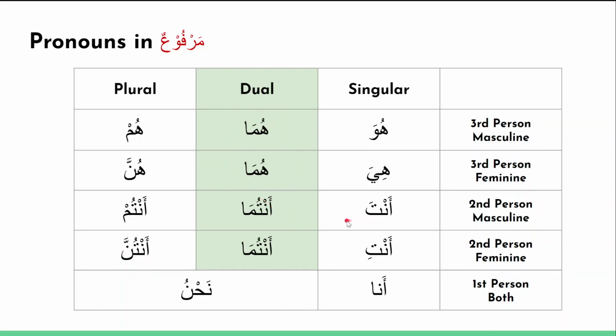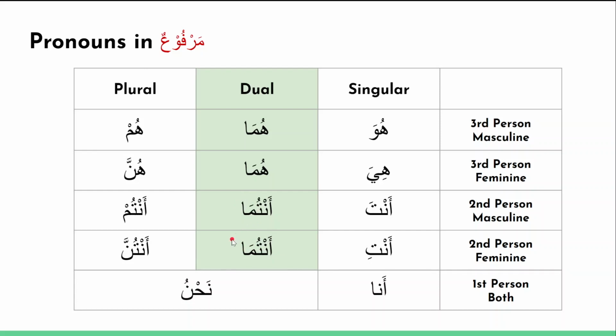What about second person? If I'm speaking directly to two people, I say antuma. Antuma. You two men, or you two women, or you two, man and woman. Okay? So again, it fits into the pattern. It fits into the table. All of these pronouns start with ant. Anta, antuma, antum, anti, antuma, antunna. And now you again have the uma sound, which is very characteristic of the dual.